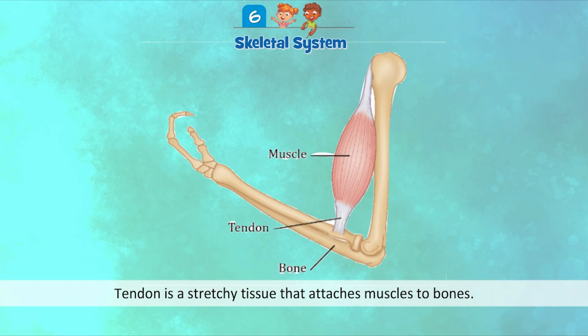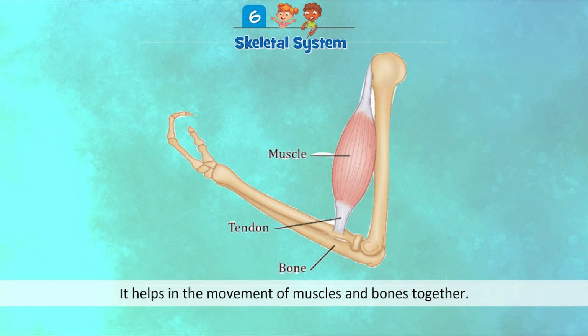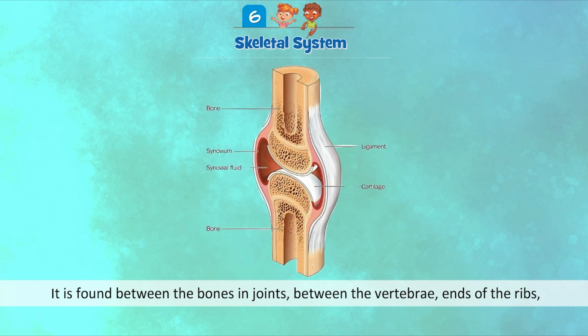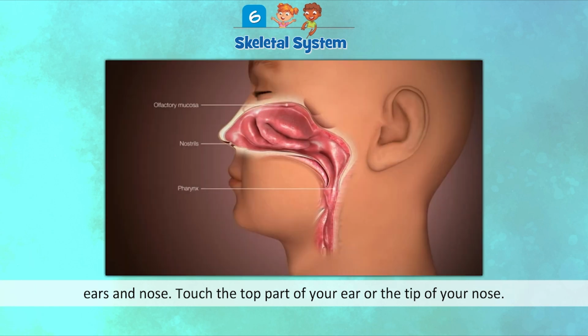Tendon and cartilage. Tendon is a stretchy tissue that attaches muscles to bones. It helps in the movement of muscles and bones together. A cartilage is a tough tissue but is softer and much more flexible than a bone. It is found between the bones in joints, between the vertebrae, ends of the ribs, ears and nose.